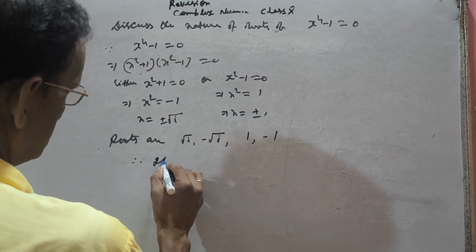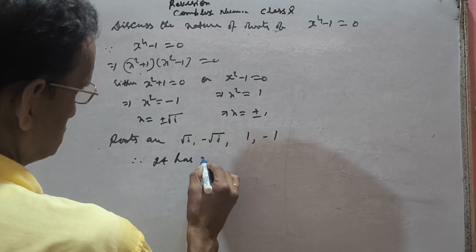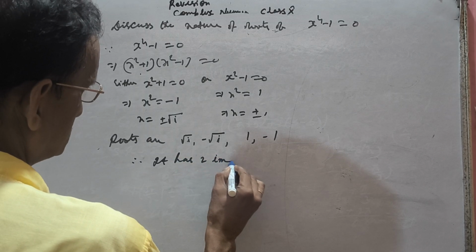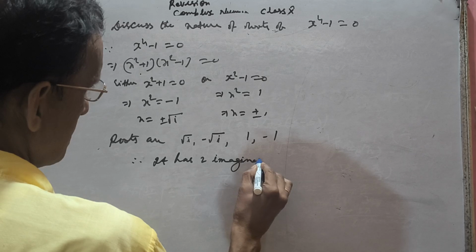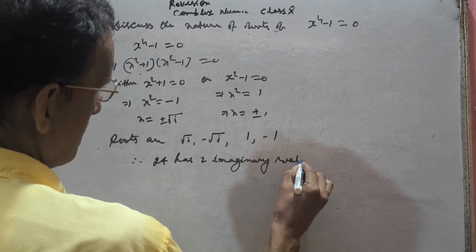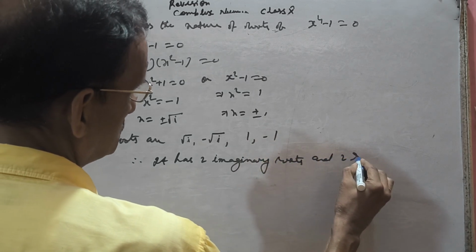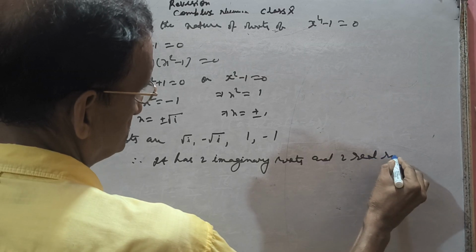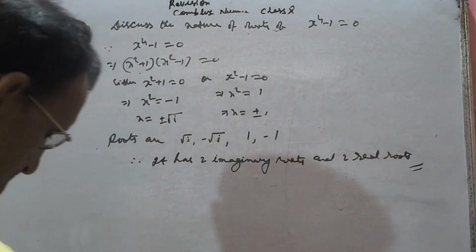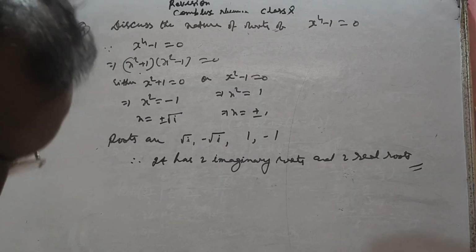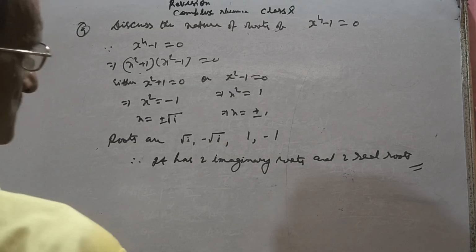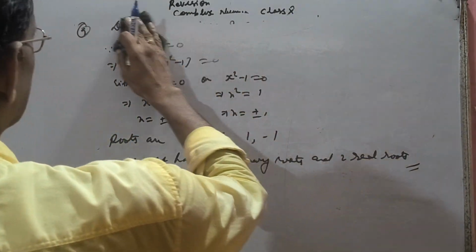Therefore it has 2 imaginary roots and 2 real roots. Okay. One more type of sum I have not given you, so I can give one more type of sum.